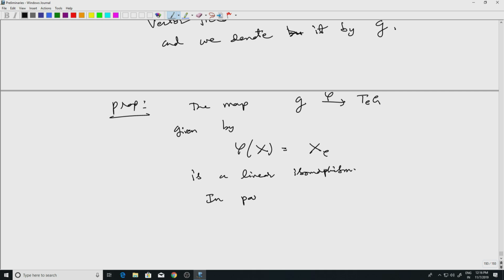In particular, the dimension of the space of left invariant vector fields is the same as the dimension of the tangent space at identity, which is the same as the dimension of G.